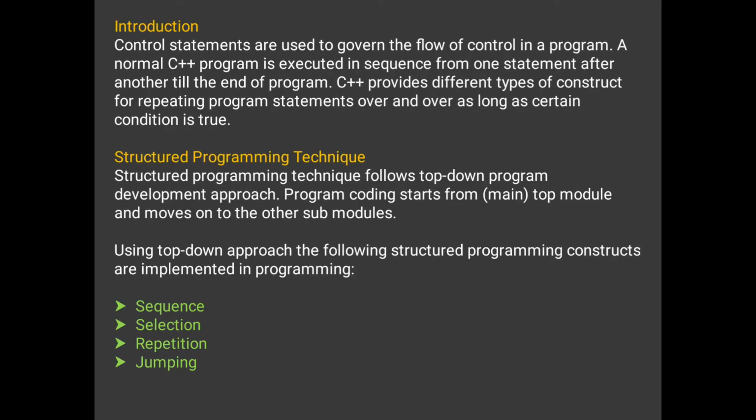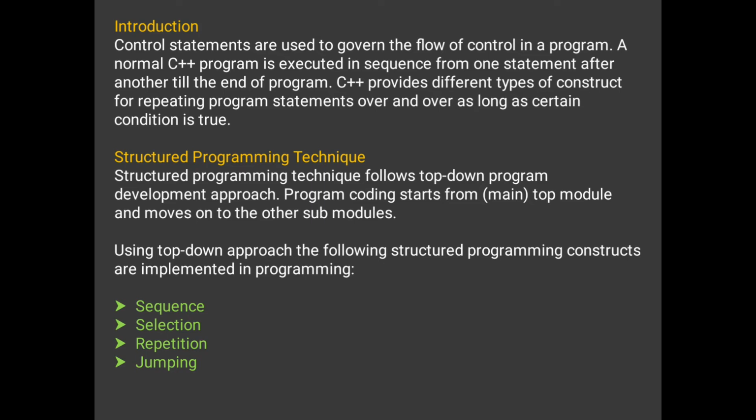So, the introduction. Control statements are used to govern the flow of control in a program. A normal C++ program is executed in sequence, from one statement after another till the end of the program. What we have seen in Unit 2 were very basic programs, where the program was executed in a sequential manner: you enter the data, you process it, and then you output the results, or you enter the data, compute the sum of two numbers, and then display the data. So the program flow was from one statement after the other.